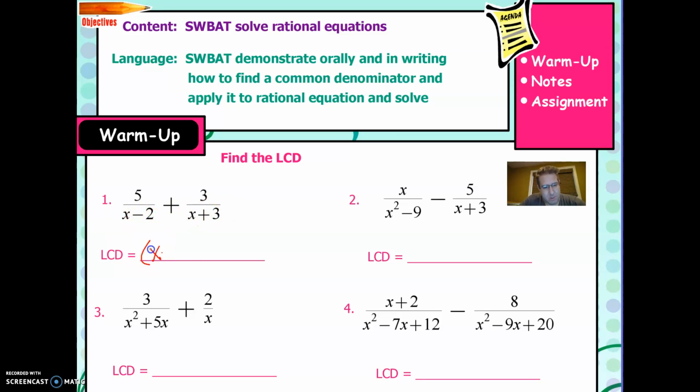So in this case, it's x minus 2 times x plus 3. Because whenever there are polynomials in the denominator, you can simply multiply them by each other, and that's always going to be a common denominator, which in this case is the least common denominator.